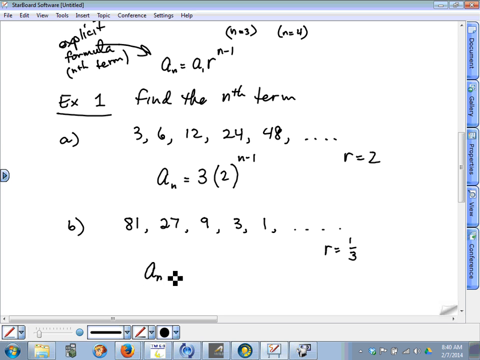So a sub n is the first term, 81, multiplied by the common ratio of 1/3 to the power of n minus 1.